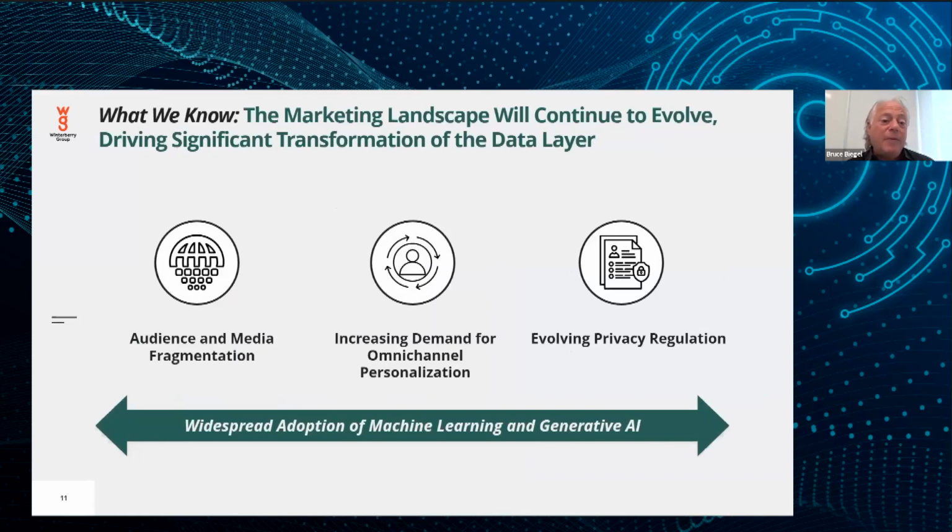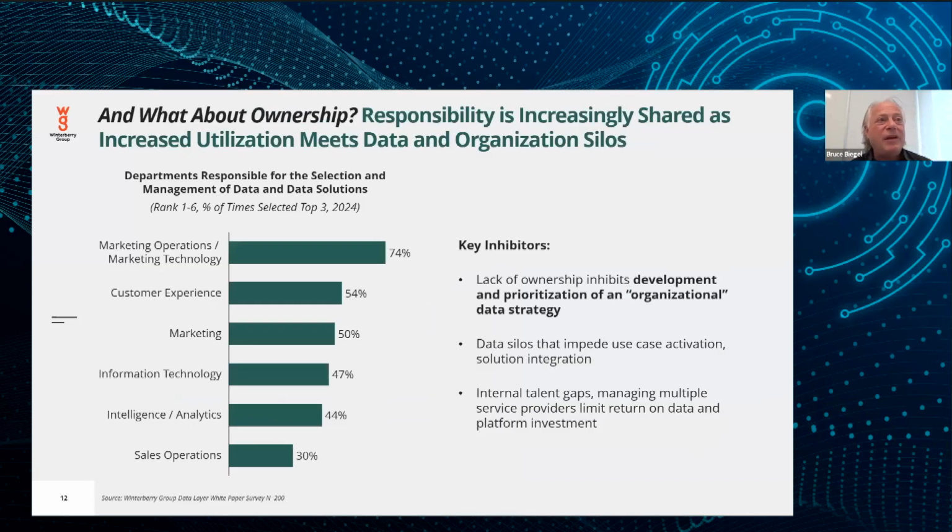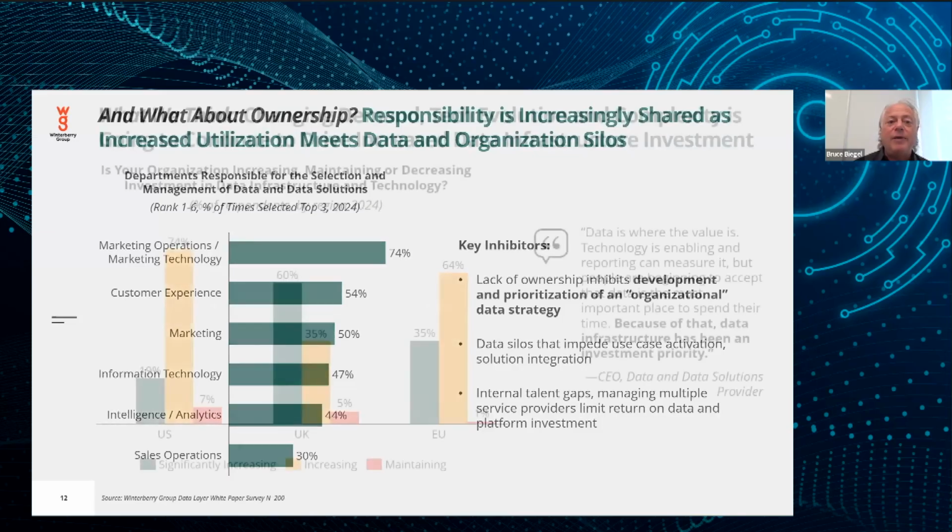What we know, audience media fragmentation is going to continue. We're going to continue to see a real drive for personalization, and we're going to get more privacy regs. And underpinning all of this, machine learning, generative AI. What we're thinking about is, well, who's responsible? We did a survey, and what we found was, well, marketing operations, marketing tech said they're responsible. Customer experience said they're responsible. Marketing, so there is not one group that is claiming ownership, but everybody will tell you they're responsible. So that's a little bit of a problem as well.